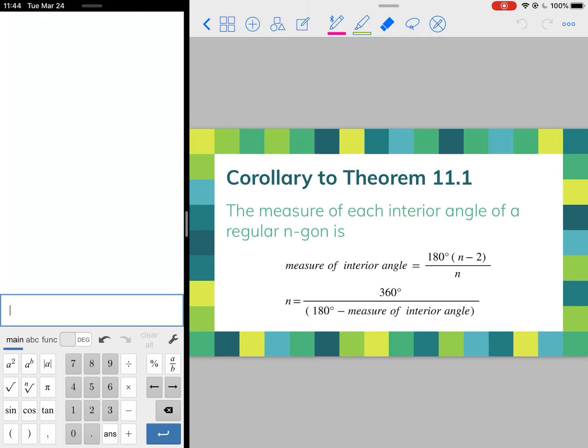The measure of each interior angle of a regular n-gon, and regular means that all of the sides are congruent and all of the angles are congruent. So if it's regular, then the measure of each interior angle is that angle sum divided by the number of sides, so each angle is going to be the same. We take the angle sum and divide it by the number of sides to find the measure of one interior angle. This other equation down here is just how you solve it, and I prefer to set it up as an equation and solve that way instead of trying to plug it in here.